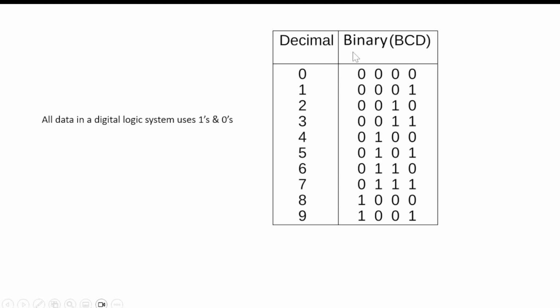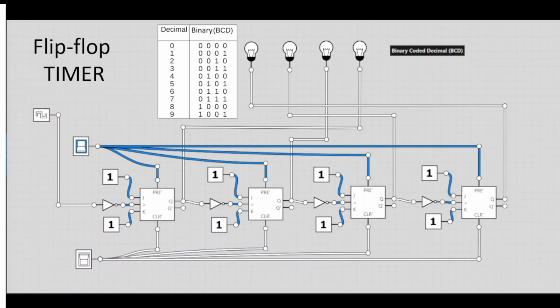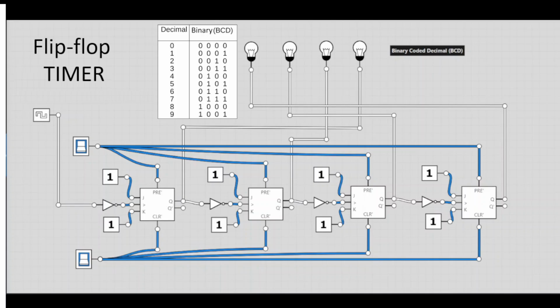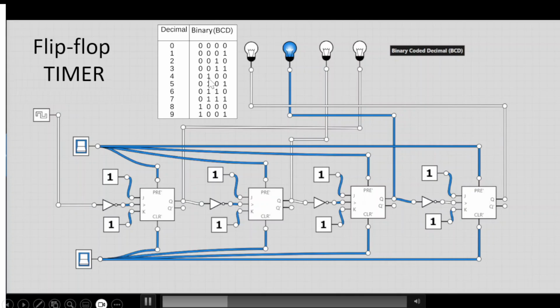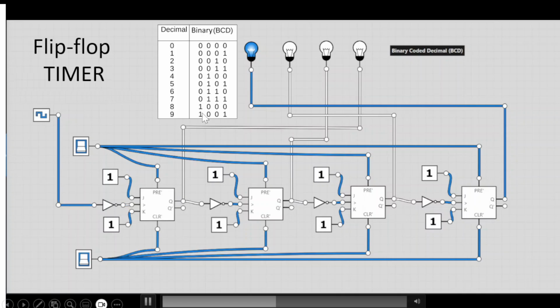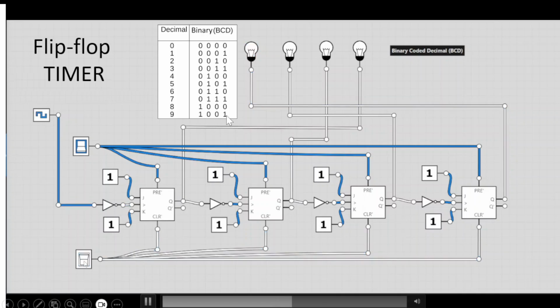For 0, I'd have all low, and for 1, I'd have 0001, for 2, 0010, 3, 0011, and so on and so forth. So I'm going to shrink this table and provide it beside the system as it operates. All right, so there's my clock signal, and follow it along. Now I'm at 1. Now I'm at 2 seconds. Now I'm at 3 seconds. Now I'm at 4 seconds. 5 seconds. 6 seconds. 7. 8. And 9. Interesting, right?